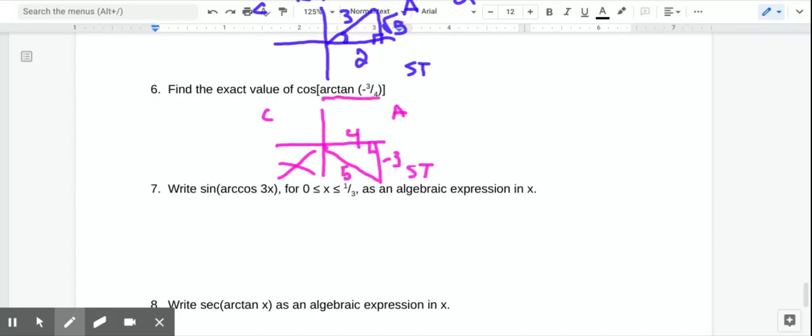Arctangent means we have this angle whose tangent is -3/4. We don't even care what the angle is. We want to turn around and take the cosine of it. So the cosine of this angle is positive 4/5.